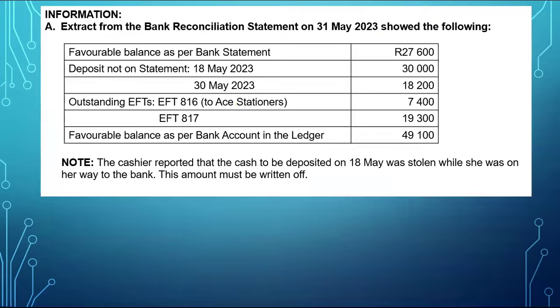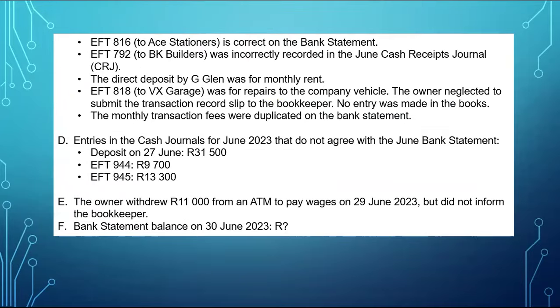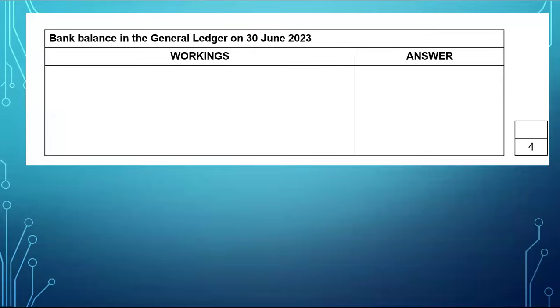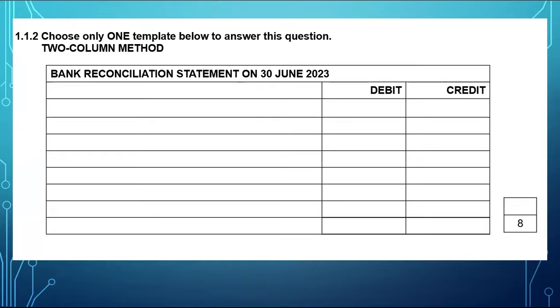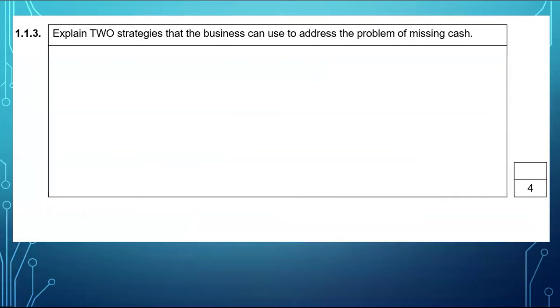This is the information that we have. We're required to prepare the bank account, the bank reconciliation statement using 2 columns and using 1 column. And we're also required to answer this question over here. Let's get on to it.